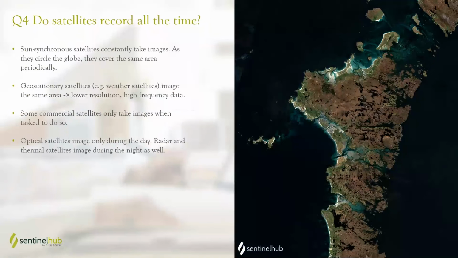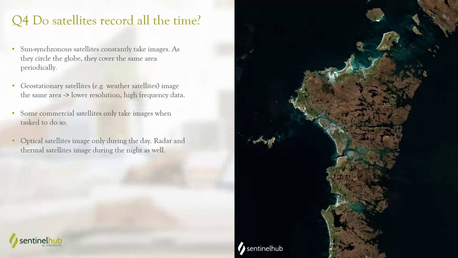Question number 4. Do satellites record all the time? Well, the sun-synchronous satellites, such as Sentinel-2, actually constantly take images. They circle the globe under an angle, and they return to the same area periodically in about a couple of days or so. And eventually, they cover the whole globe. So Sentinel-2, for example, has a revisit time of about 16 days. On the other hand, the geostationary satellites, such as weather satellites, image the same area all the time, and they usually have much lower resolution, but the frequency of data is much higher.